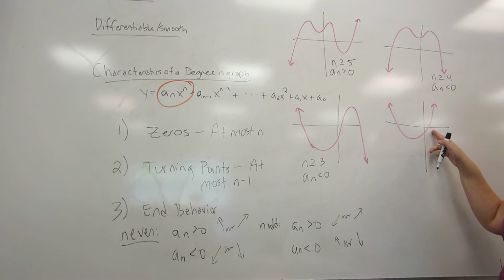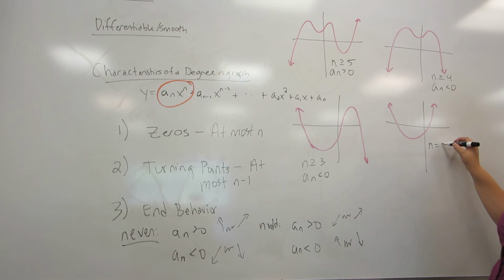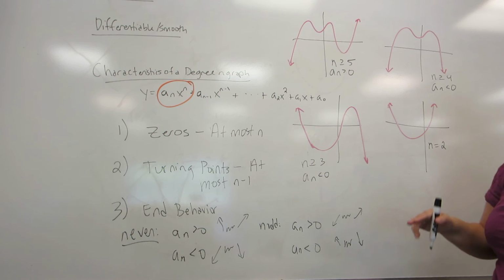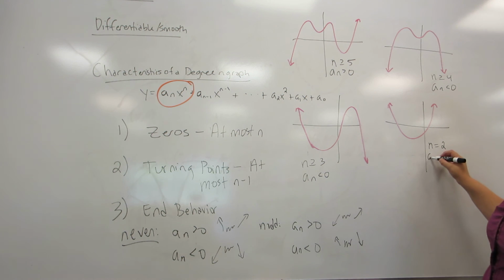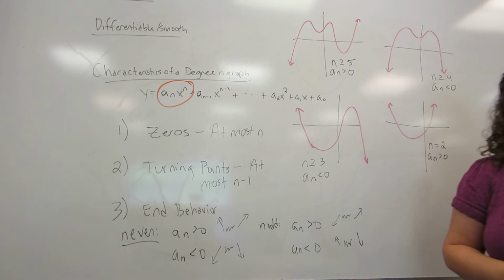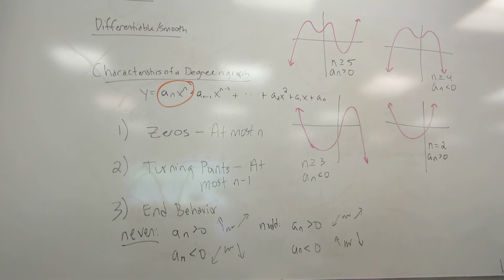Lastly, this has 2 zeros. So the degree is at least 2. And the end behavior tells us that the leading coefficient is positive. And we got all that information just by looking at the overall shapes of the graphs.